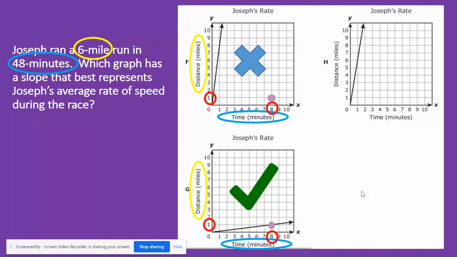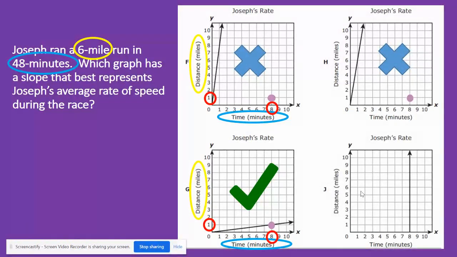In my next graph, I notice that my y-axis represents distance in miles, x represents time in minutes, and the point of intersection, 1 mile in 8 minutes, is not represented. The line does not go through that point of intersection. Cannot be my answer choice.